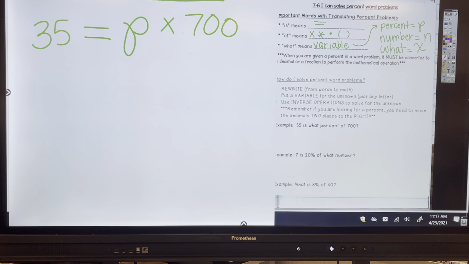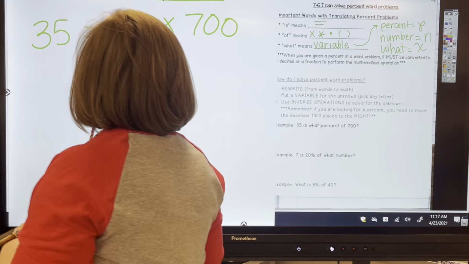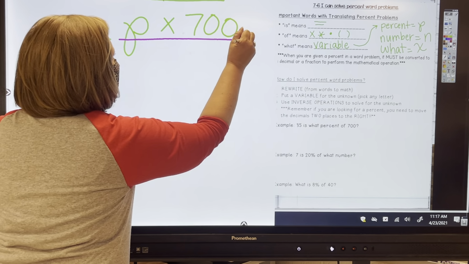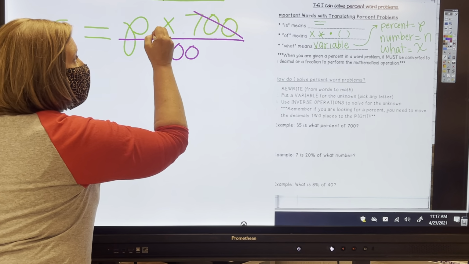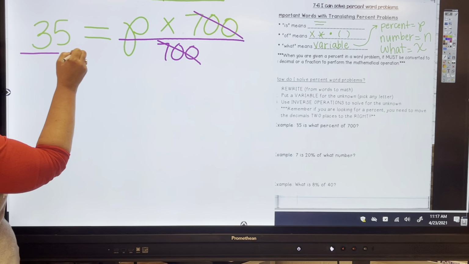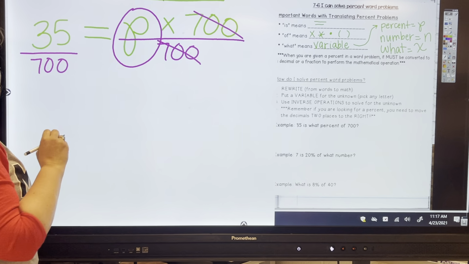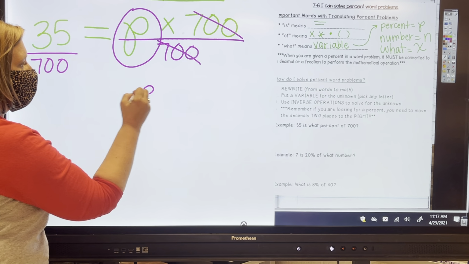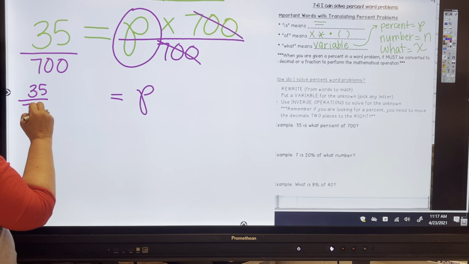All right. So what's the opposite of multiplication? Division. So what am I going to divide by? 700. So my 700s over here cancel out, and I'm left with just P. And I have 35 over 700 over here.